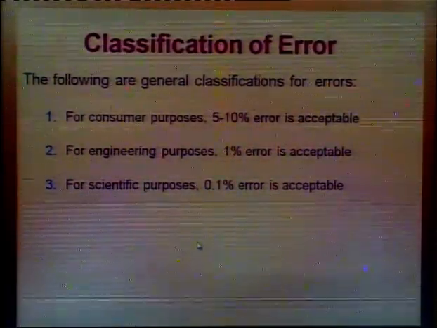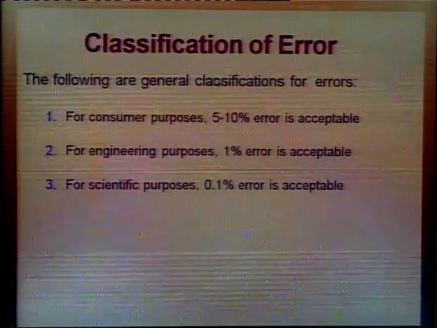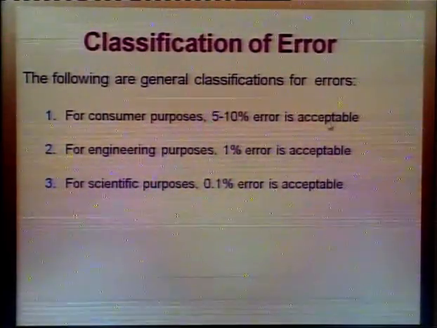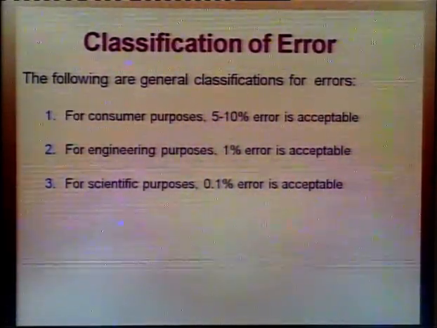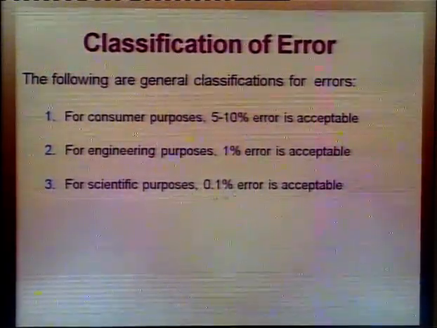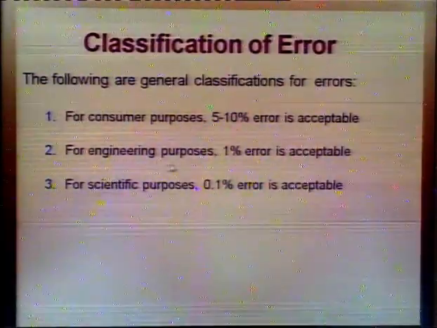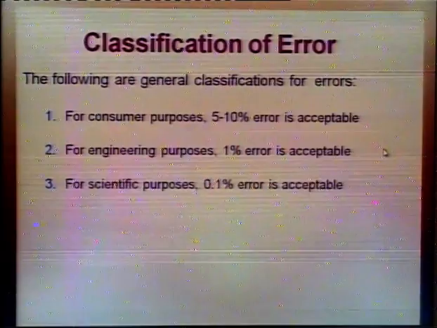Next we divide the error into three classifications. First one is for the consumer purpose, where 5 to 10% error is acceptable. How much error is acceptable for us? For the scientific purpose, only 0.1% error is acceptable. But for the engineering purpose, we can be a little bit looser, that is 1% error is acceptable.